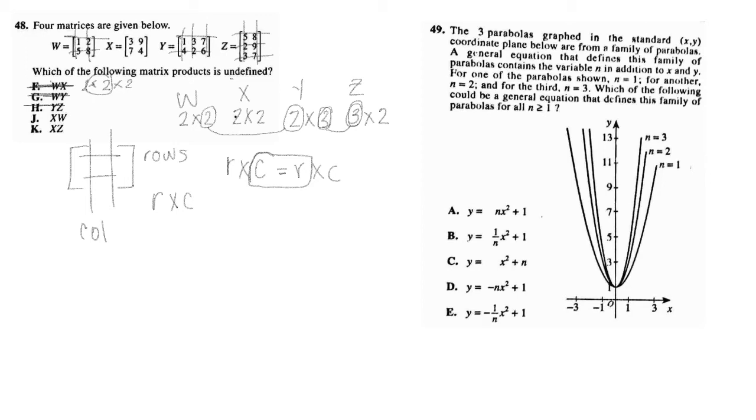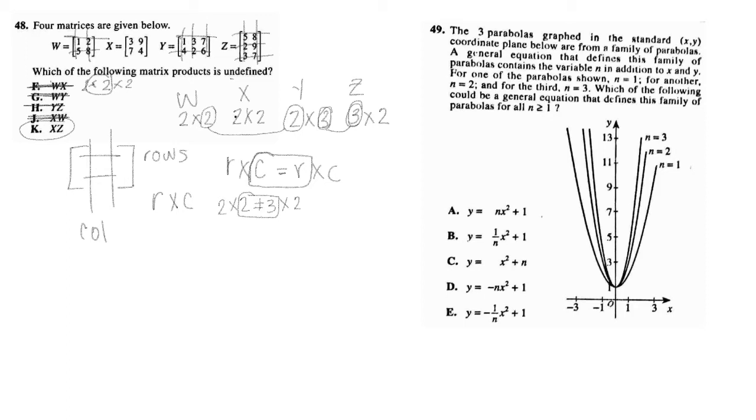What about X and W? Well, X and W, in order does matter, but they're both still 2 by 2, so it's not going to make a difference. So let's look at K, X, and Z. So X and Z. X is a 2 by 2. Z is a 3 by 2. Notice these numbers here are not equal, so we can't multiply them. So the correct answer choice here is going to be K.